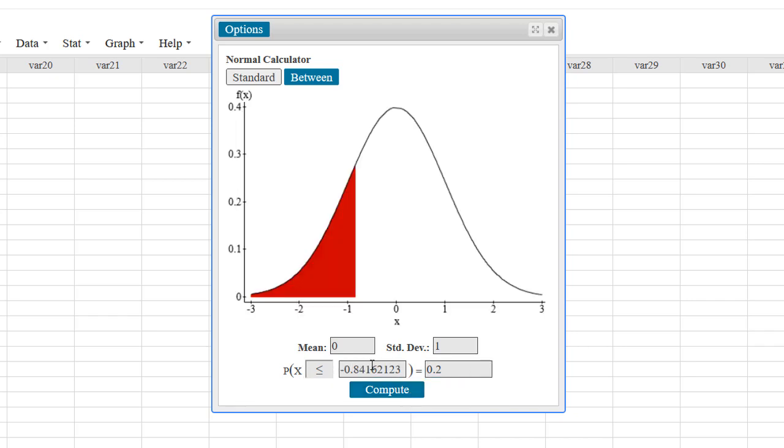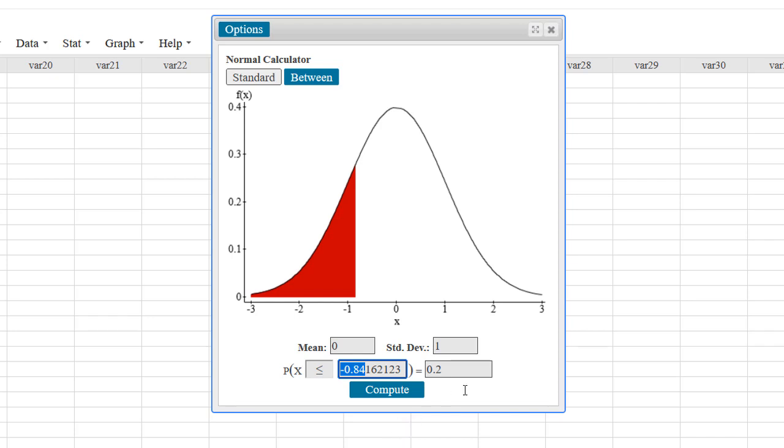So what this tells me is this is the z-score for the bottom 20%. So what this means is the area to the left of this z-score right here is 20%. The area to the right of that z-score is 80%. Normally we round z-scores to 2 decimal places, so this would round to a negative 0.84.